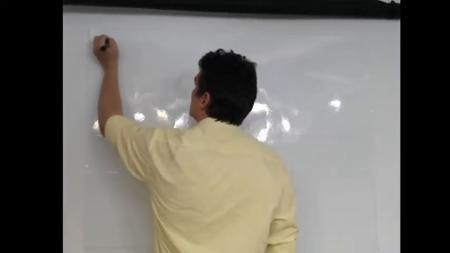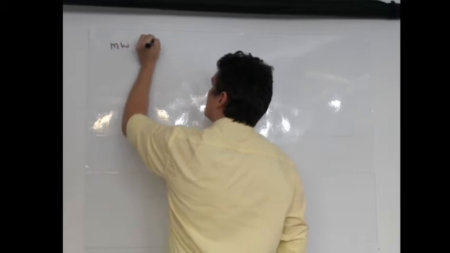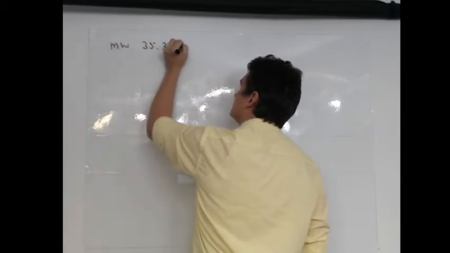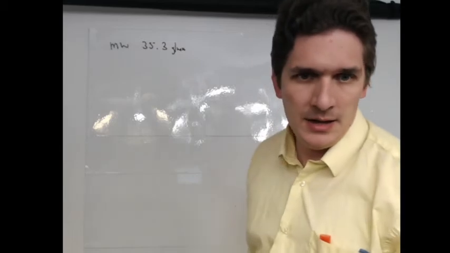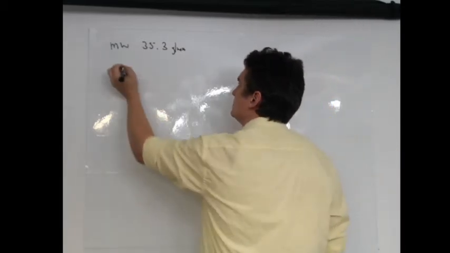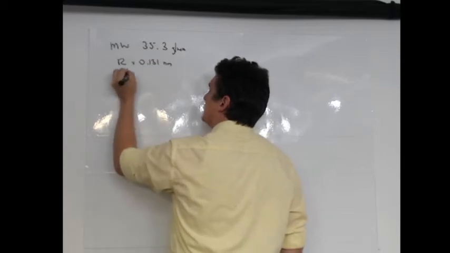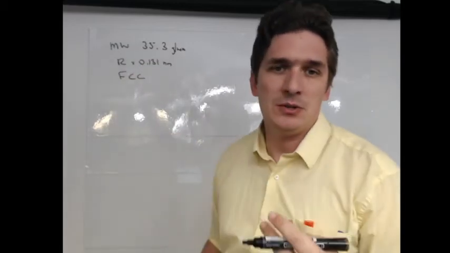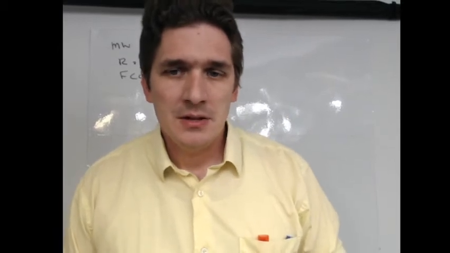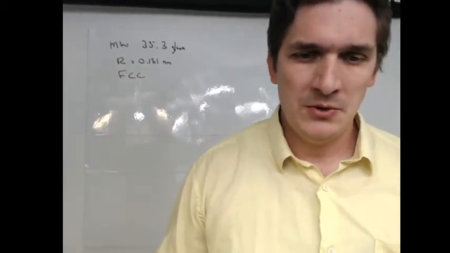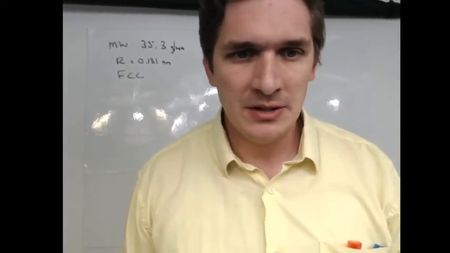So theoretical packing density of boromirium, if atomic weight here is 35.3 grams per mole, and the atomic radius here 0.131 nanometers, and we have an FCC crystal, so a face-centered cubic crystal. If you go to the lecture notes online, this is also kind of in your book, but this is going to be a bit more efficient way to find it. It's underneath the first lecture, Colligative Properties.